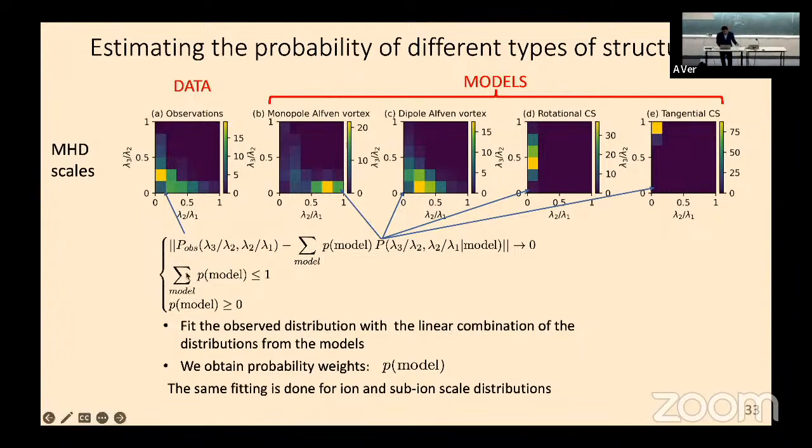So we also require that some of these probabilities must be below one, and each probability is above zero. It must be positive. So after minimization of this function, we obtain the values of the p, and this is done for the statistics of MHD scale structures. But we also repeat the same procedure for ion scale structures and for sub-ion scale structures in order to obtain this p as a function of the model.